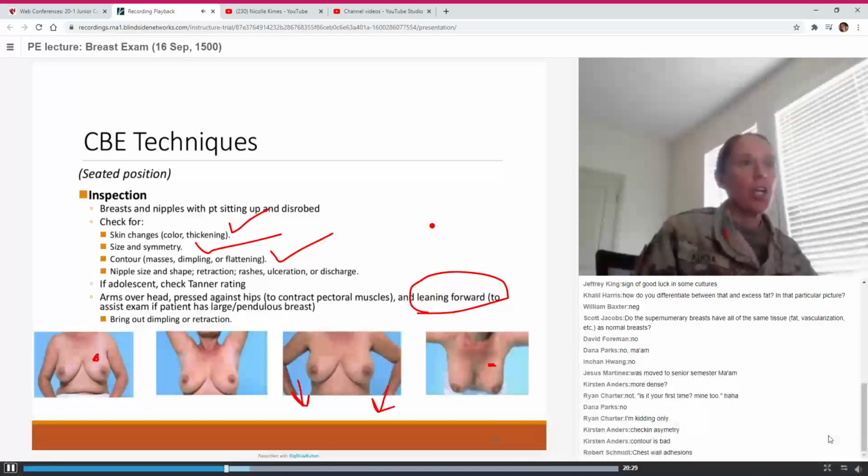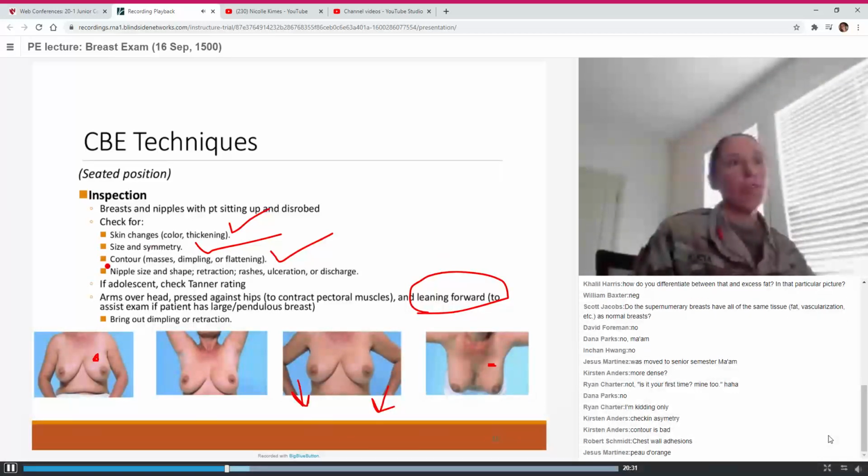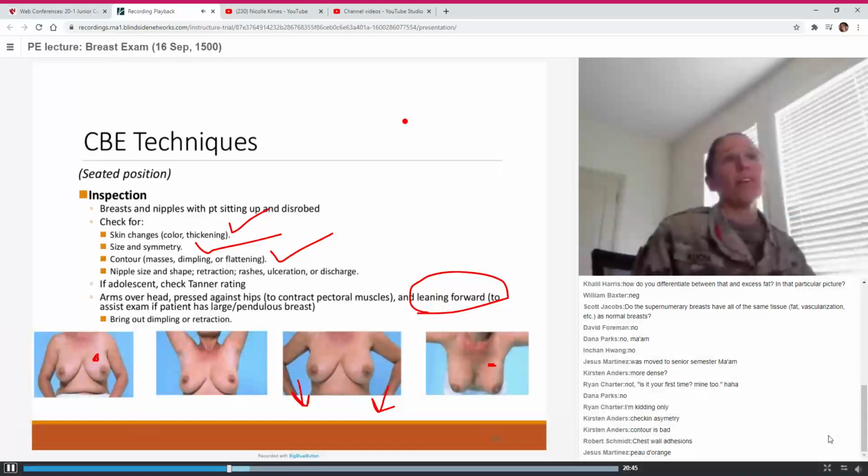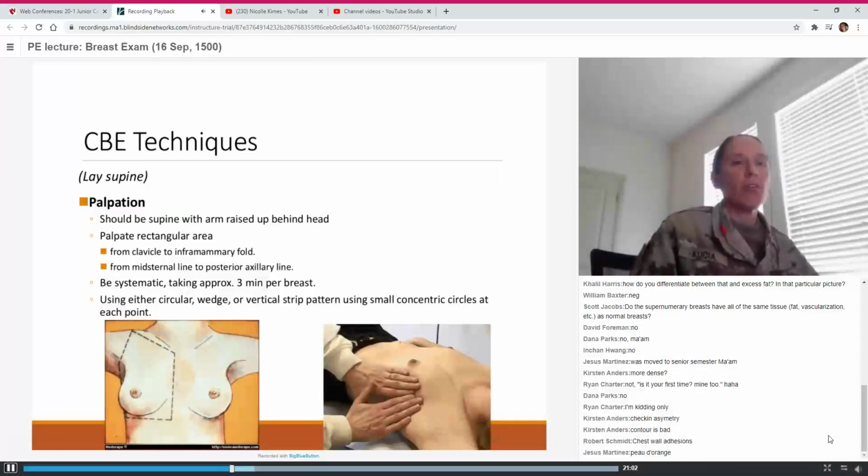Also, look at the nipples and the shapes, right? You're also looking vaguely for symmetry, not perfect symmetry, and Tanner staging if it's an adolescent. Yes, and Jesus says peau d'orange, and we will talk about that in a couple slides. Absolutely. You see peau d'orange, that is a concern. Very good. And that's related to some of that dimpling or skin changes that we're talking about. So you've got to do all these maneuvers with your patient.